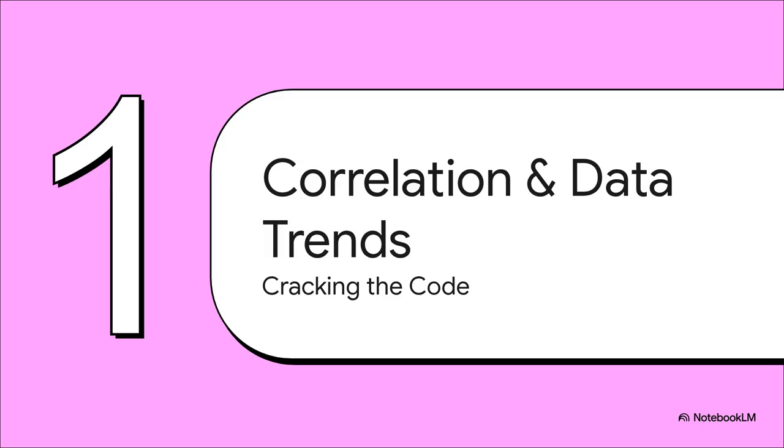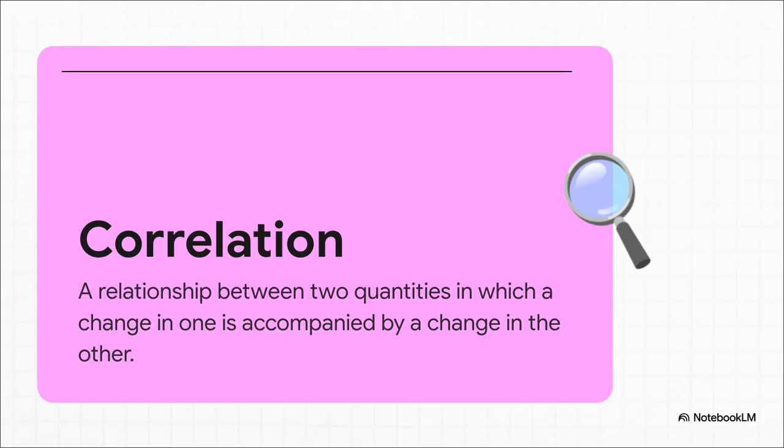I want you to think of this section as being a data detective. You're looking for patterns, for relationships that are kind of hiding in the numbers. This is the big skill from Lesson 4. So, what even is correlation? Well, it's actually pretty simple. It's just a relationship. Think of it this way. When one thing changes, we're just checking to see if another thing changes right along with it. That's it. It's all about how two pieces of info are connected.